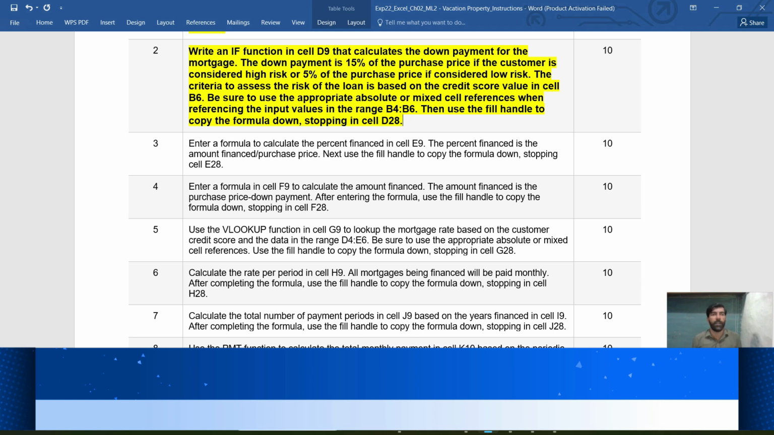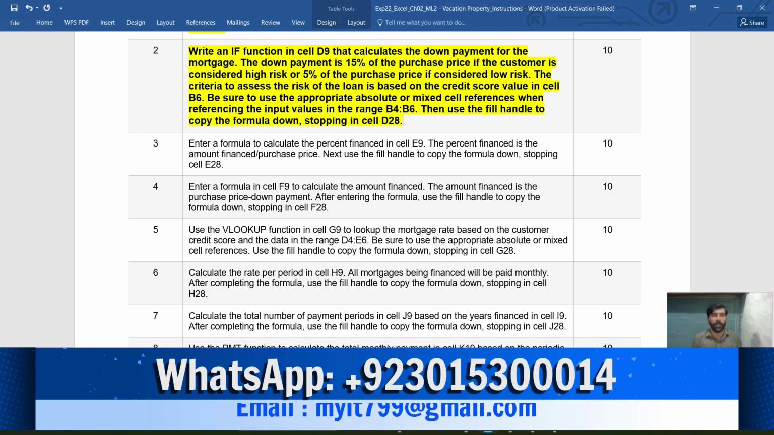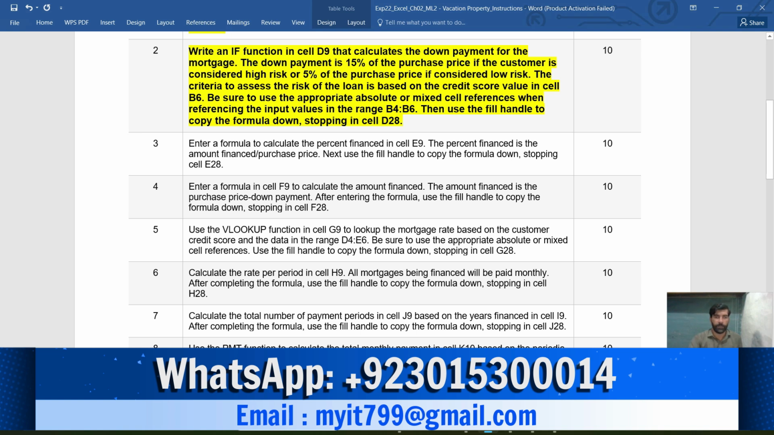Respected student, here we have to use the IF function in cell D9, and we have to calculate the down payment. For this down payment, we have to multiply 15% with the purchase price for high risk. If there is a low risk, then we have to multiply 5% with the purchase price. And the criteria we apply to assess this is the credit score. Okay, this is the little description about the IF function.